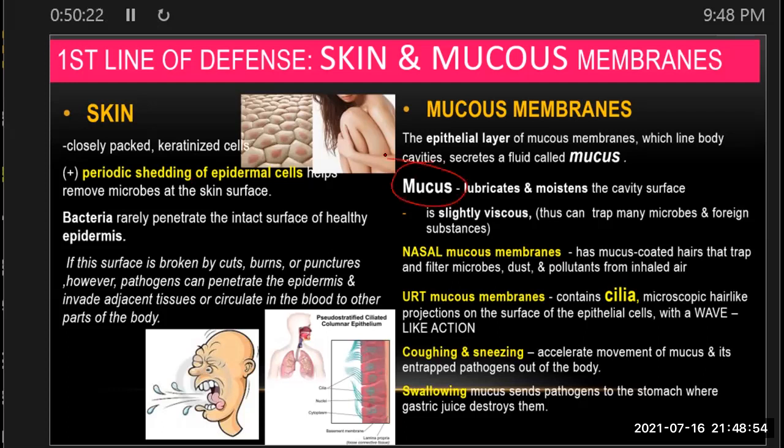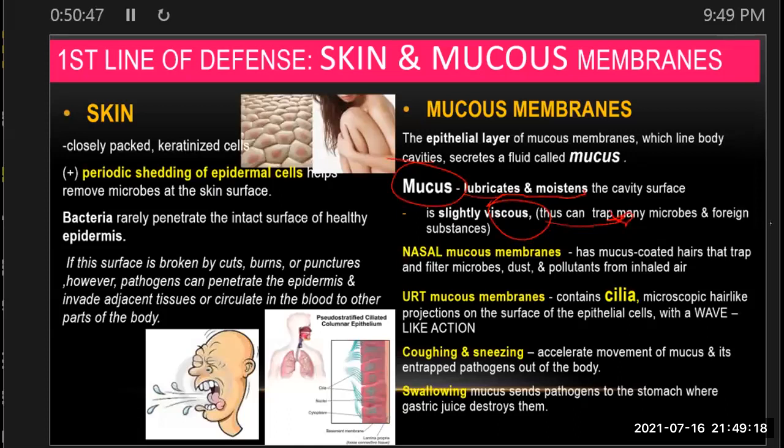Mucus functions in lubrication, and it moistens the cavity surface. It is slightly viscous so that it can trap microbes and foreign substances. We have mucus in our nasal mucous membranes, and the hairs are coated with mucus that traps and filters microbes.